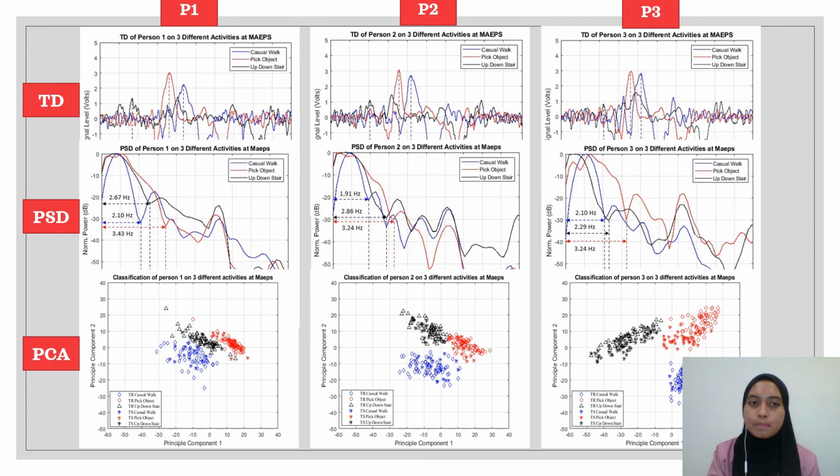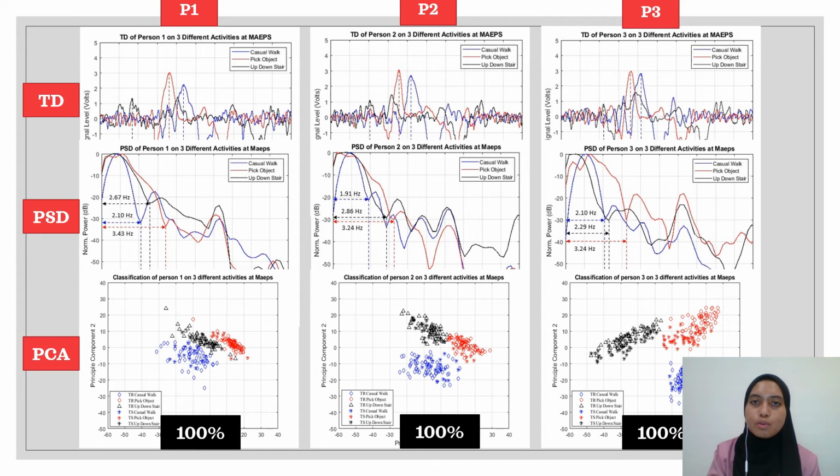Next, we move to PCA, principal component analysis. As you can see, all the three clusters do not overlap with each other. Not forgetting to mention, the blue cluster is for casual walk, the red cluster is for pick object, and the black cluster is for up-down stair. Due to non-overlapping of all the three clusters, the total classification percentage we got at MyApps is 100%.